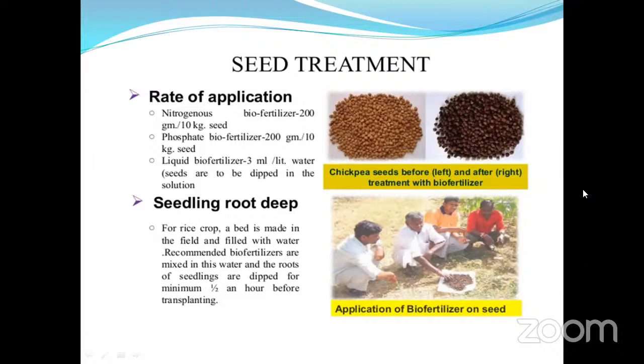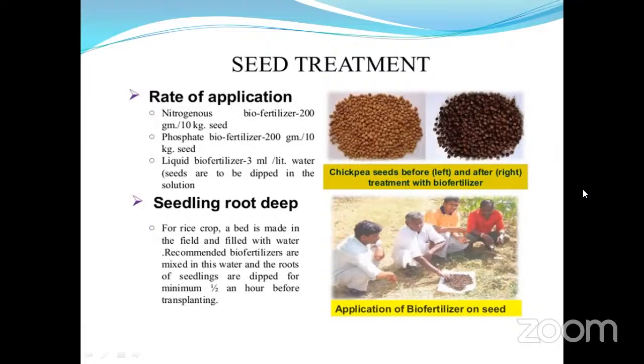And seedling root dip, normally whenever we go for any transplanted crop like rice or wheat, then you can use this seedling root dip. So among these three types of crop inoculation methods, seed treatment is the best method.